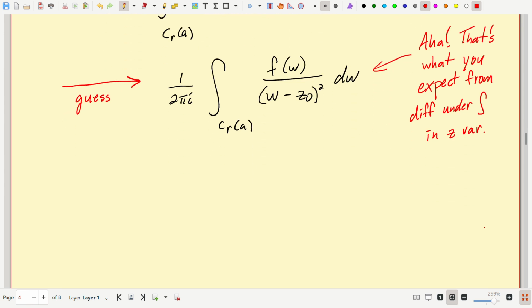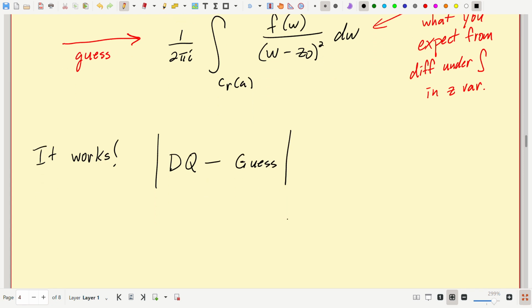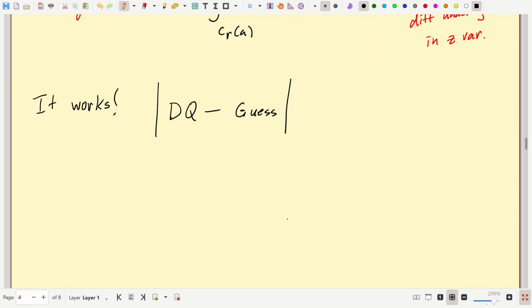So, actually, I have to show this. So, why it works. Okay, so if I take the difference quotient minus my guess, okay, let's see what my difference quotient turned out to be.